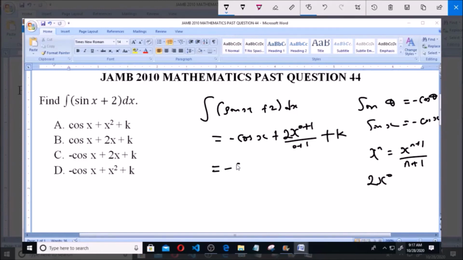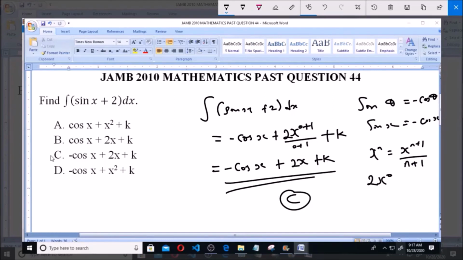So this is equals to minus cos x, which is the integral of sine x, plus 2x all over 1 plus k. So this is the answer to this question, and that is option C. Option C, minus cos x plus 2x plus k.